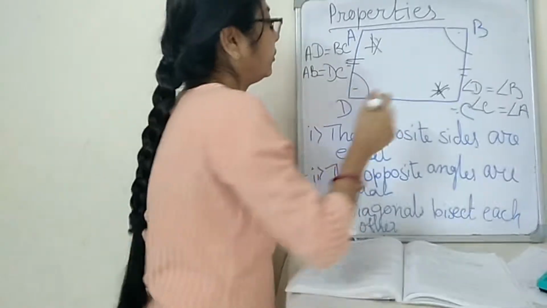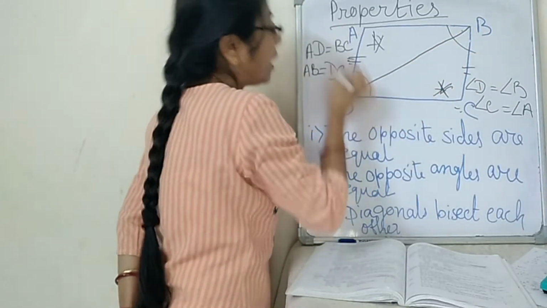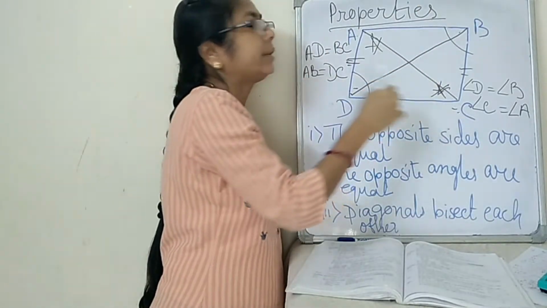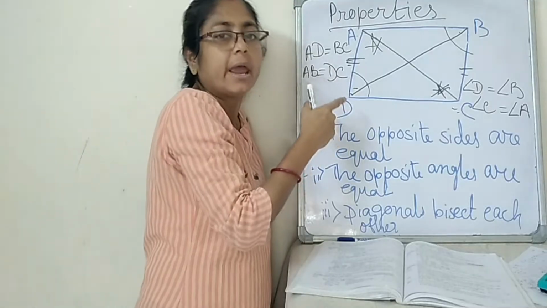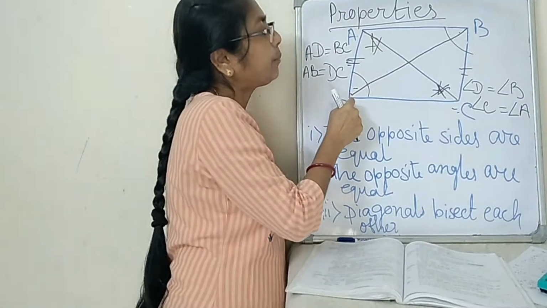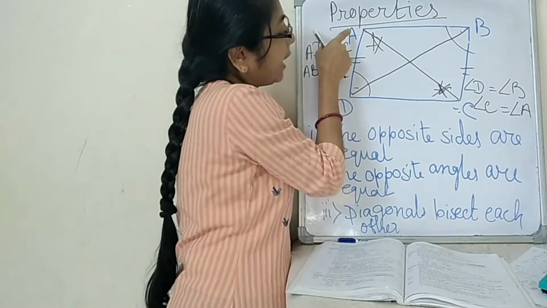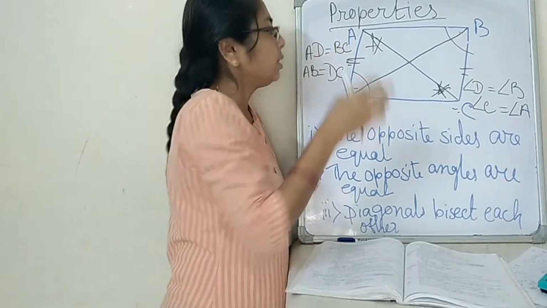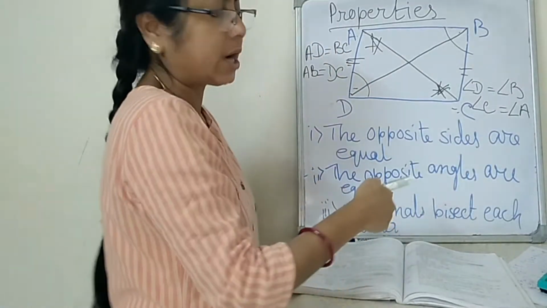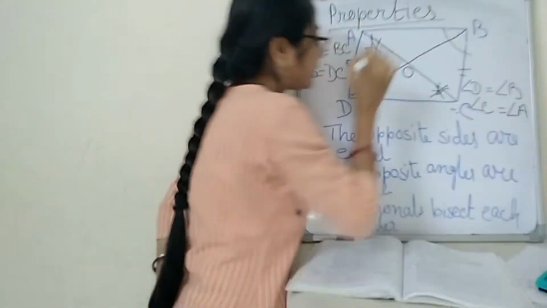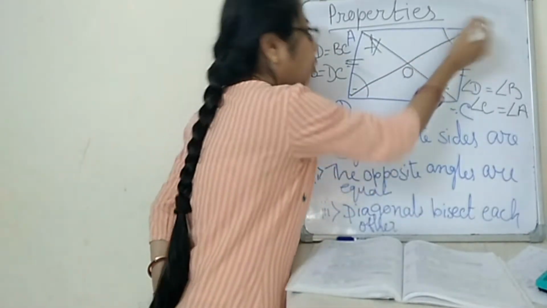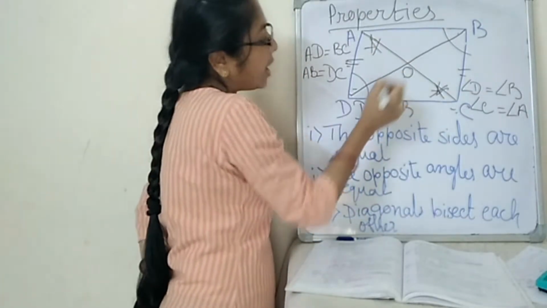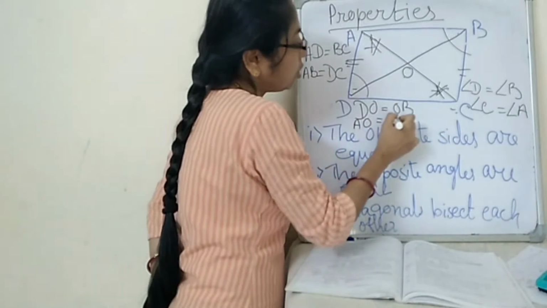Now I draw the diagonals, one diagonal and another diagonal. What are diagonals? When we join two opposite points, it makes a diagonal. The opposite of point D is point B, and the opposite of point A is point C. I join them and we get two diagonals. The diagonals bisect each other, which means DO equal to OB. I write here DO equal to OB, and another one is AO equal to OC.